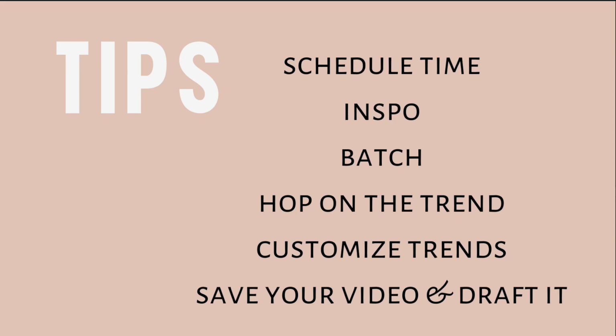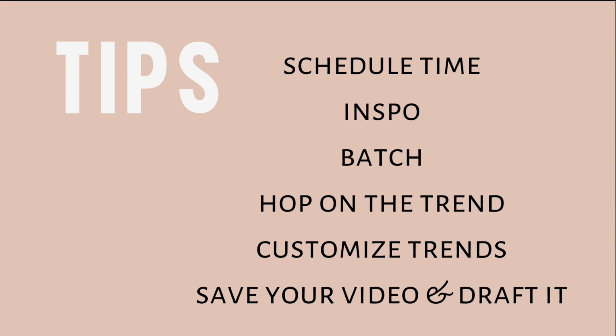Number one, scheduling time. Nobody has time to make reels. Maybe every Saturday that you get ready, you're gonna make some time to record some reels. You're also gonna make time to get inspiration because you may not be a creative person, and that's not a bad thing. Batch. Batching means making a lot of videos in one sitting. We're gonna hop on the trends because we want to be relevant and we want to make sure that our audience knows that we're with the times. Not every single trend has to be jumped on.